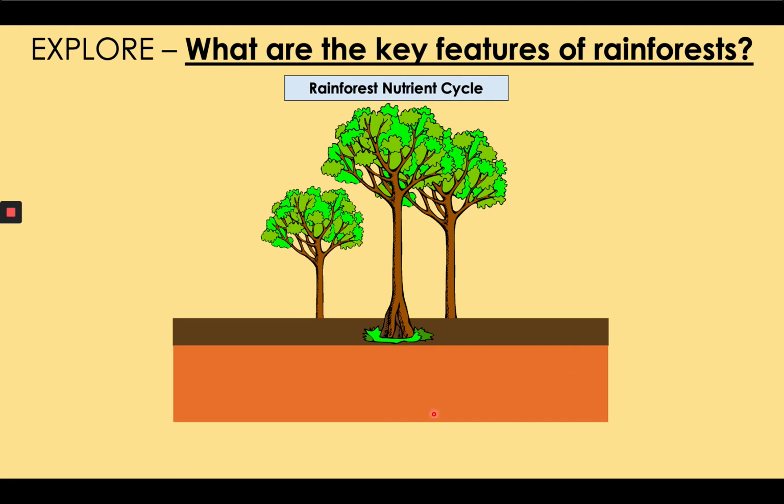So imagine this is a very typical rainforest. Lots of trees packed closely together. How does the nutrient cycle work in rainforests, and how is it different to the basic nutrient cycle that we learned earlier on in this topic?